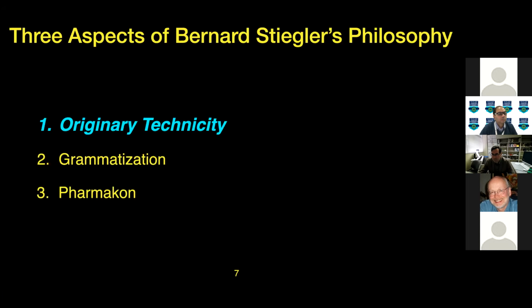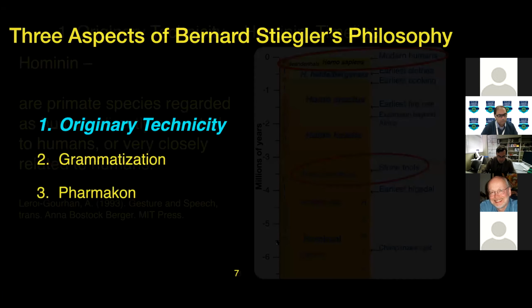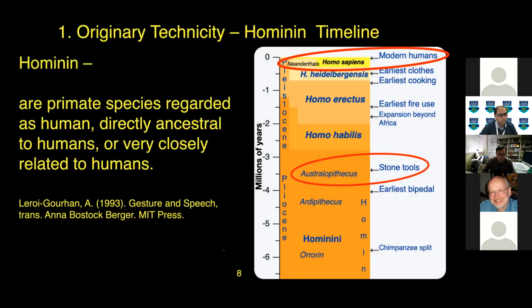For the rest of this presentation, I will focus on three aspects of Stiegler's philosophy. These are originary technicity, grammatization, and the pharmacon. I will provide examples of each aspect. Originary technicity refers to the fact that humans have always been technical and have always used tools.